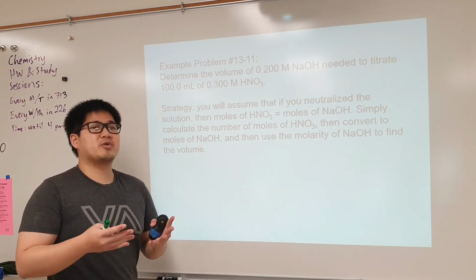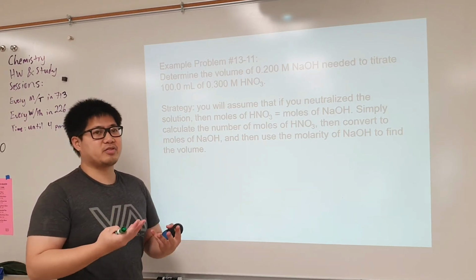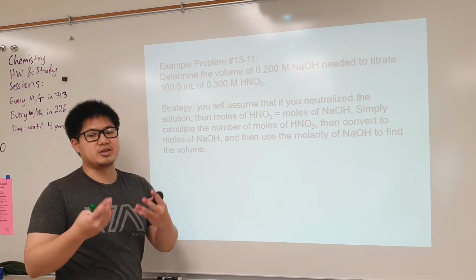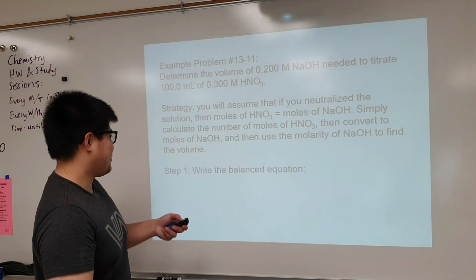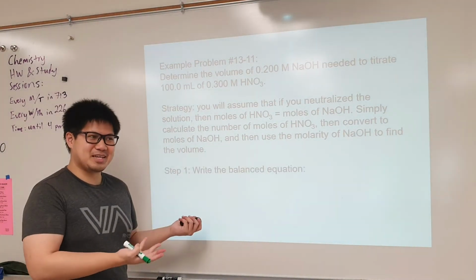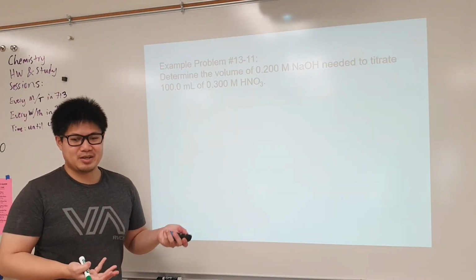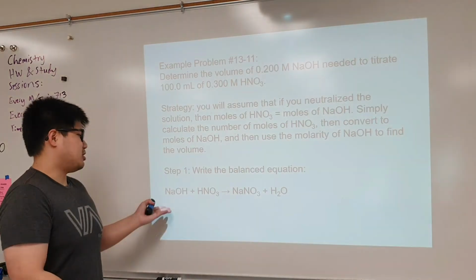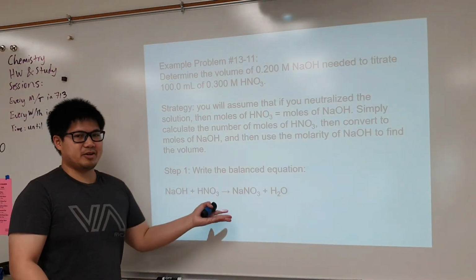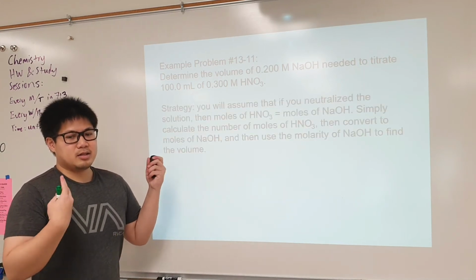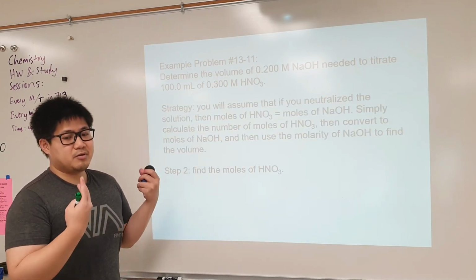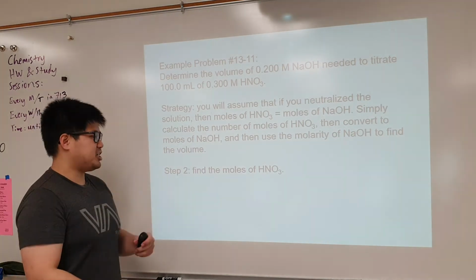You're going to calculate the number of moles of HNO3 and convert that to moles of sodium hydroxide and use that molarity to find the volume. So I said a lot, but step one's still the same. You're going to write down the balanced equation. Here it is. Sodium hydroxide, HNO3, it's going to get you your products. Cool. Now keeping that balanced equation in mind, let's take a look back at step 2. What we mentioned earlier, find the moles of HNO3.